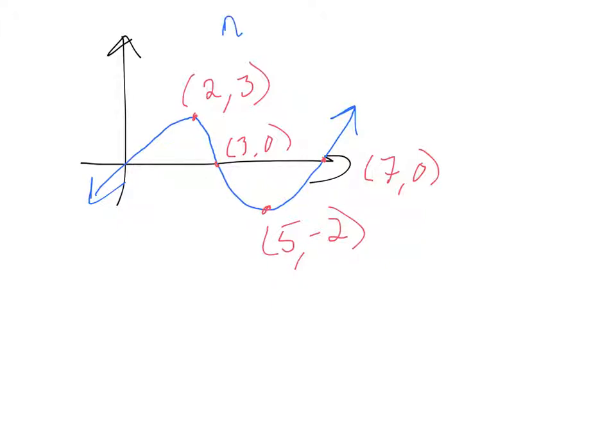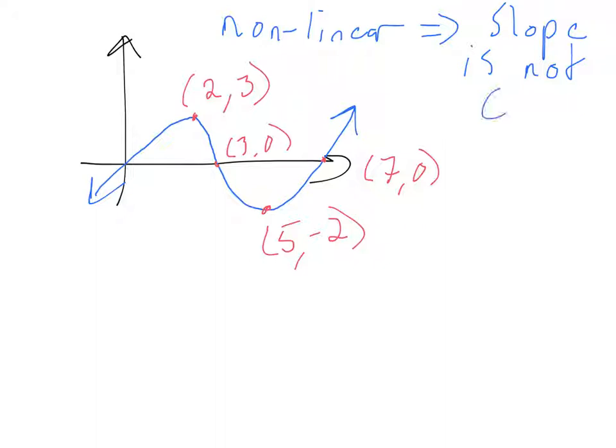So if a function is nonlinear, it's not a line, the slope is not constant. It's constantly changing, in fact, like this one right here. Wherever the function is going up from left to right, we would say it's increasing. And whenever it's going down from left to right, we would say it's decreasing. We want to look at this function, which I'll call f of x, and determine where f of x is increasing and where f of x is decreasing.